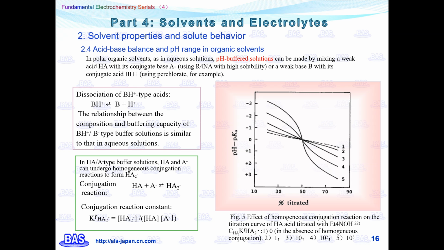great degree. The relationship between the composition and the buffer capacity of HA- type buffer solution is complex, and homogeneous conjugation reactions occur when both HA and A- have low solubility and are more reactive.